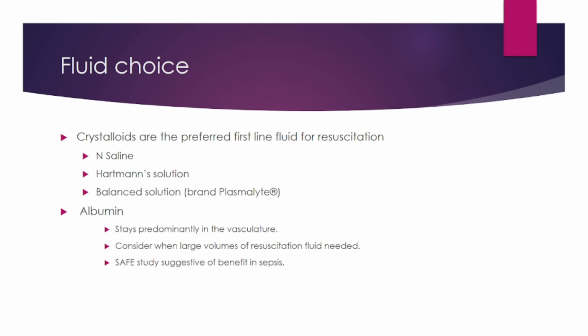The fluid choice: crystalloids are the preferred first-line treatment for fluid resuscitation. Normal saline and Hartmann's solution or a balanced solution, that is Plasma-Lyte, which we don't have in our emergency department. The sepsis guidelines also recommend albumin, because albumin stays predominantly in the vasculature, and you have to consider giving albumin when you are going to use a large volume of crystalloid for resuscitation. Consider albumin, but it's very expensive.